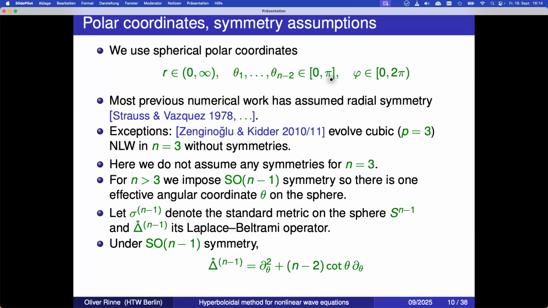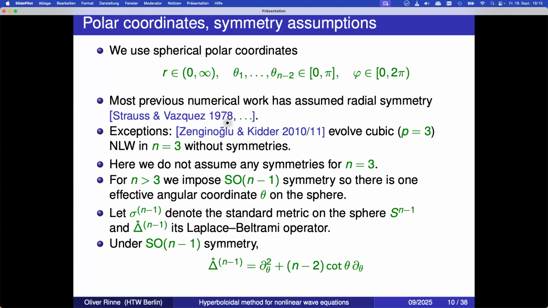Now, most previous numerical work has actually assumed radial symmetry or spherical symmetry. And there are countless numerical works. Of course, maybe one of the earliest is this paper by Strauss and Vasquez from 1978, which is actually about the nonlinear Klein-Gordon equation, but it's quite similar.